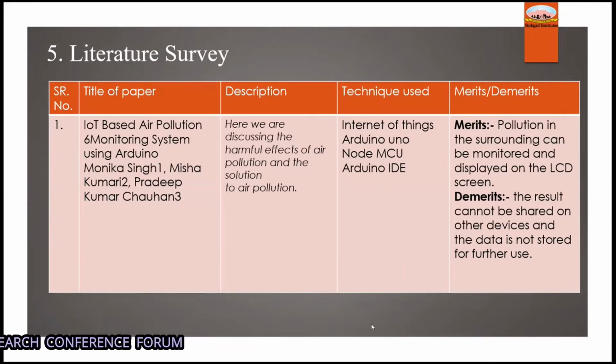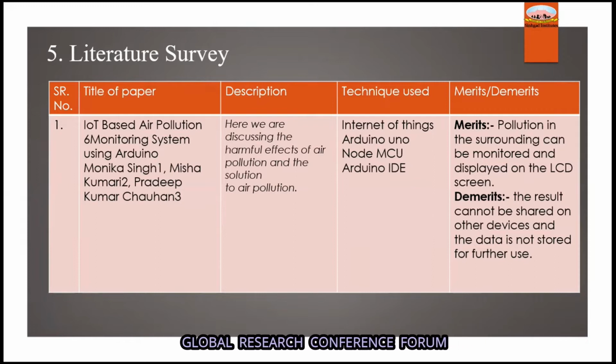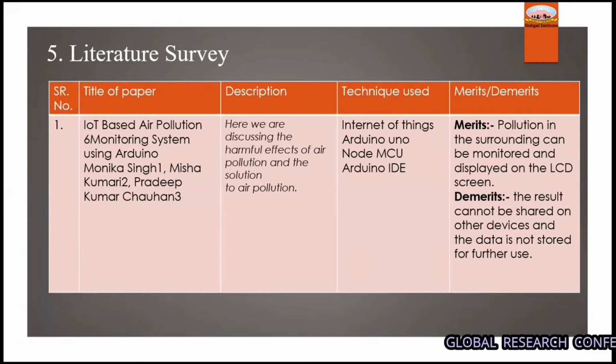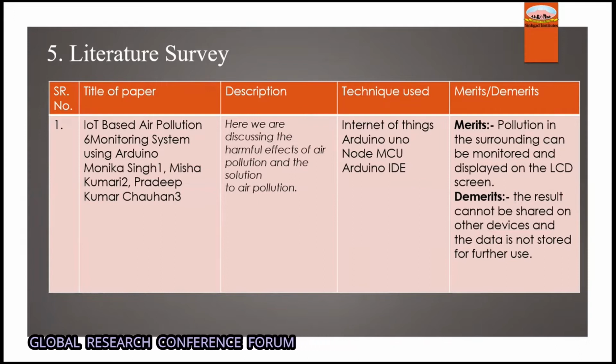I'm going to explain the literature survey. For our project, we have done the literature survey on a minimum of 4 to 5 papers. Each paper describes one unique topic. In the first paper, they discuss the harmful effects of air pollution and solutions to air pollution. Next, Jatin.